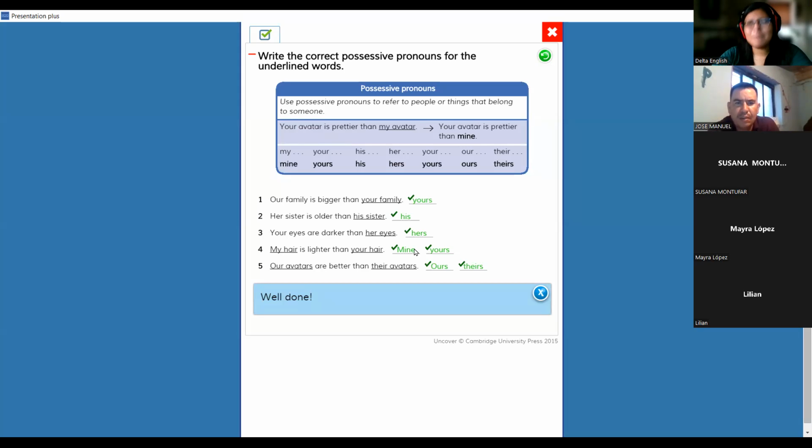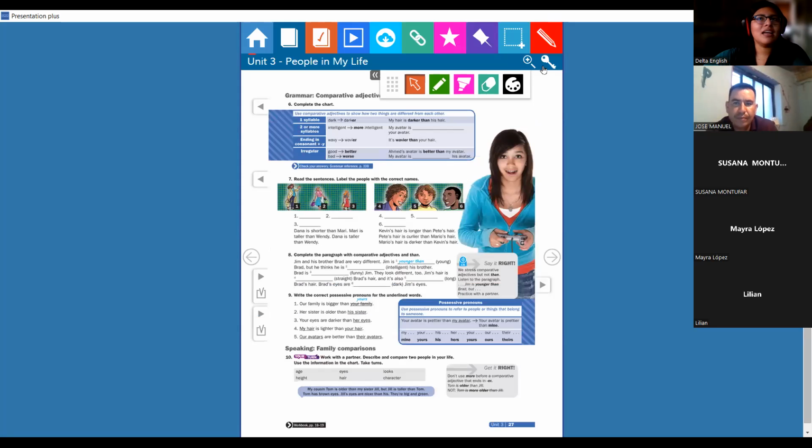Ok. Ya en la última, en la 5 es igual. Nuestros avatars pudo haber sido, solamente theirs. Así es. Ahora sí que depende de lo que tú prefieras. Depende de cuántas palabras te quieres ahorrar. Ok, gracias. You're welcome. Okay, so now what we're going to do is we're going to sort of combine everything.